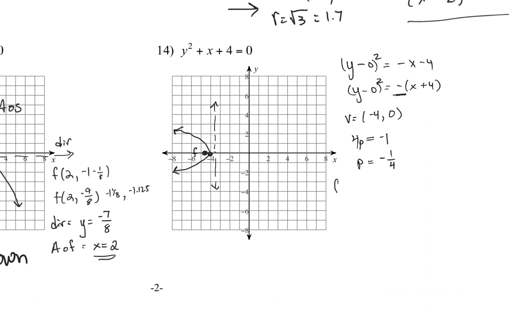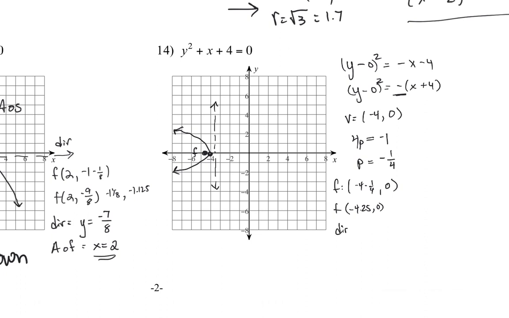Let's do the focus. So the focus, if I take the vertex and I move to the left, that means I'm changing the x coordinate. So we're going to say -4 minus 1/4. And then it's going to have the same y coordinate of 0. So basically, you could say -4.25, comma 0 would be the focus.